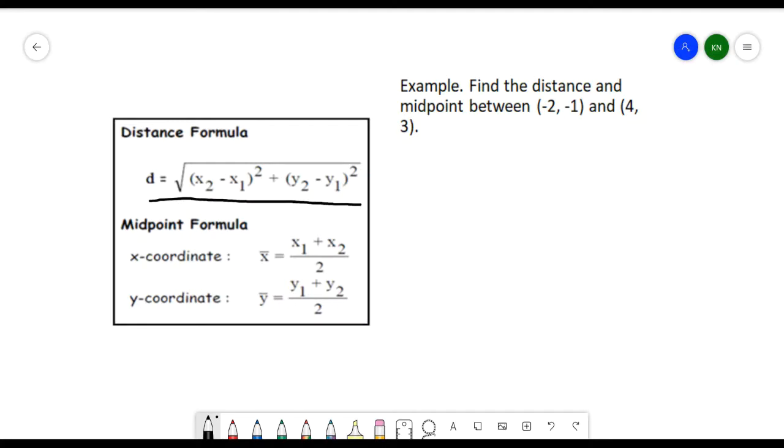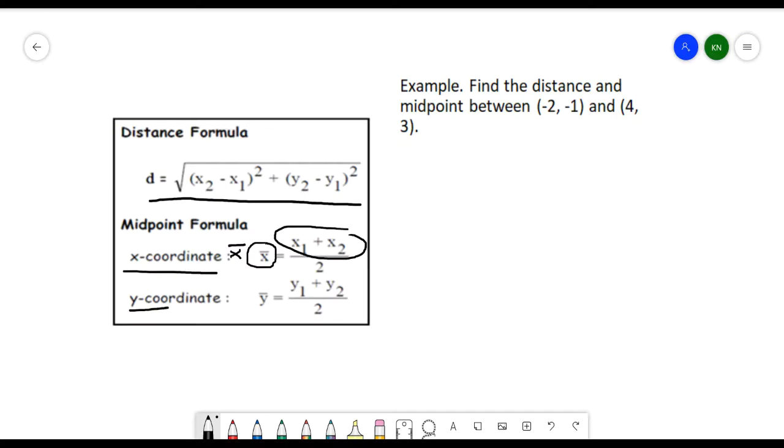We have d is equivalent to the square root of x sub 2 minus x sub 1 squared plus y sub 2 minus y sub 1 squared. And we also have the midpoint formula, which is given for the x coordinate. We can get the midpoint of x by adding two values of x and then dividing that by 2. It is denoted by this symbol, the x with a bar.